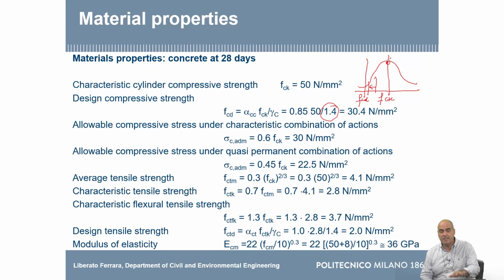Correct. Through this formula, you use the characteristic compressive strength, but you are getting the average. And in order to get to the characteristic, multiply by 0.7 as well. But then this is the direct tensile strength.